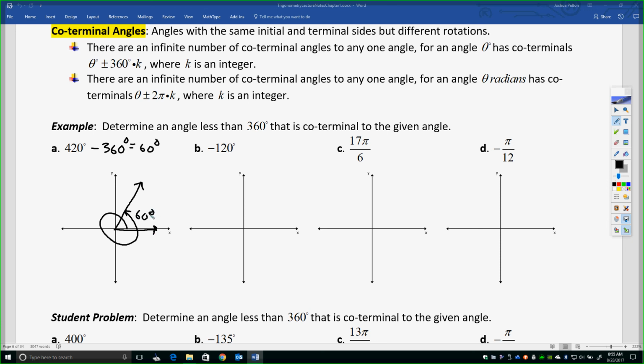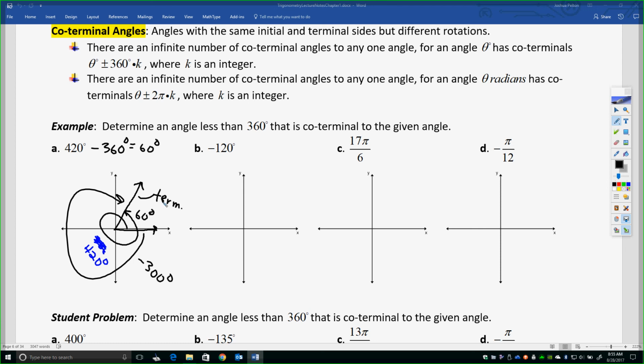Okay, so this whole angle here, going all the way around, is 420 degrees. And then we have a little coterminal angle of 60 degrees, and we also have one if we went the other way, of negative 300. So those are the 2 possible coterminal angles, because they both have the same terminal side as 420.